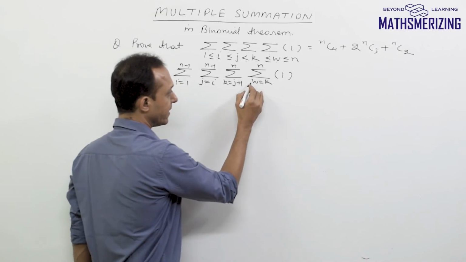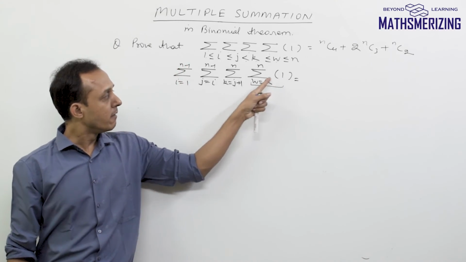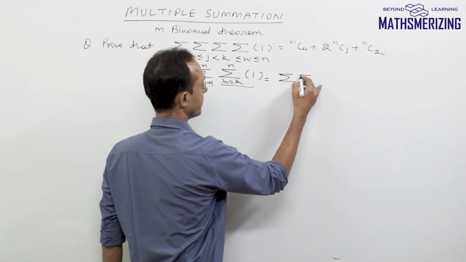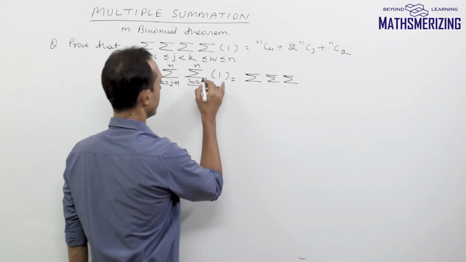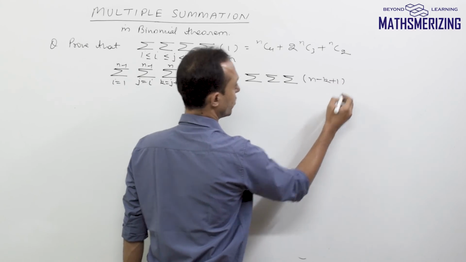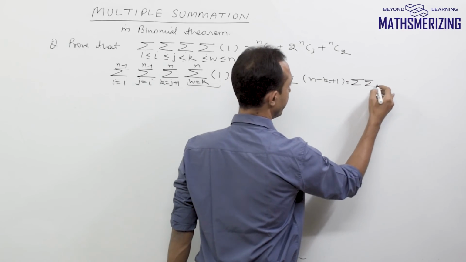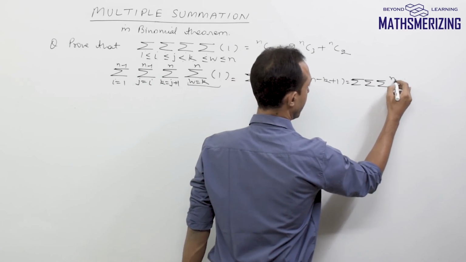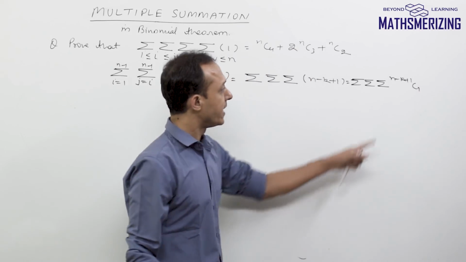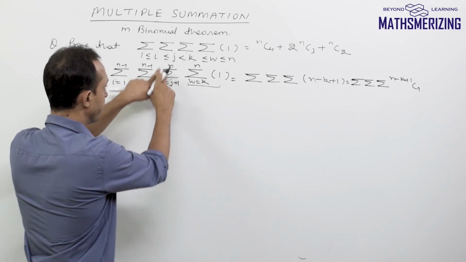Now first I'll find this sum. So this sum is the sum of 1 plus 1 plus 1 from k to n, so that should be summation n minus k plus 1. So I can also express it as a triple sum of n minus k plus 1 C1, because I know that nC1 is the same as n, and here the value of k varies from j plus 1 to n.